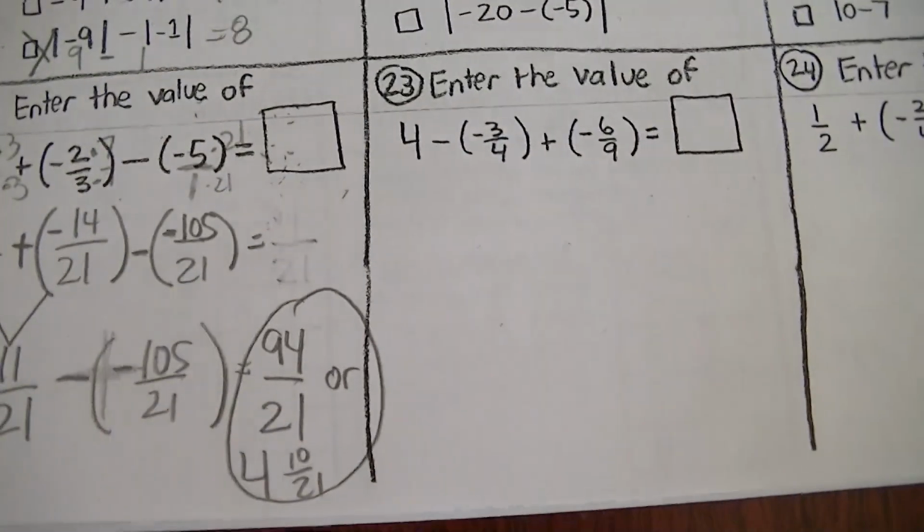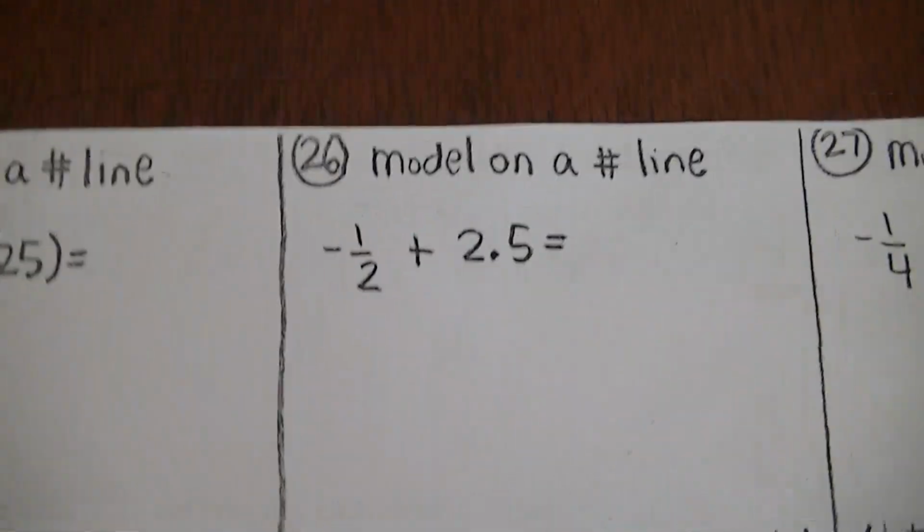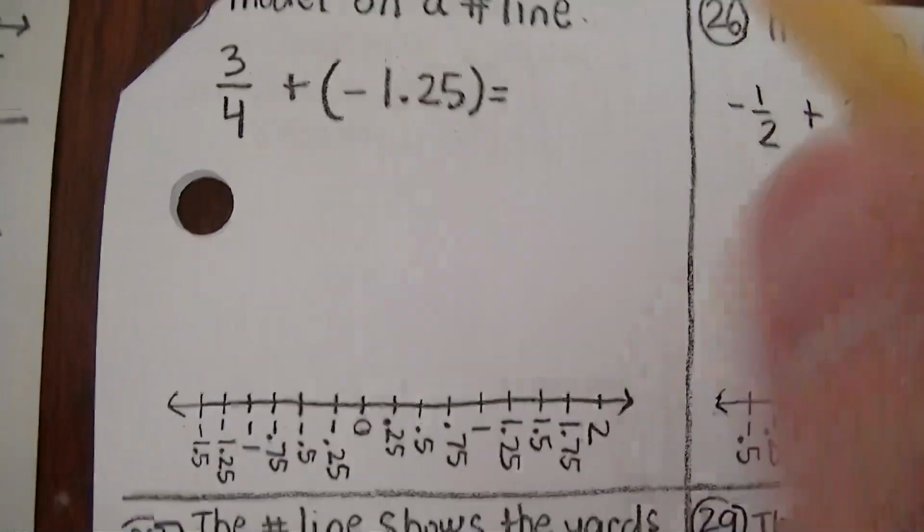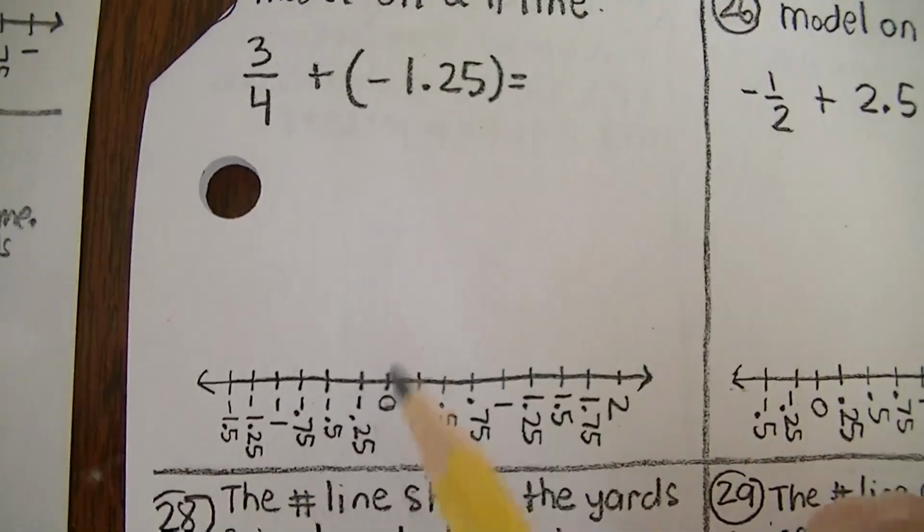Okay, again, try to work out those next on your own. Okay, number 25. Model on a number line using vectors.